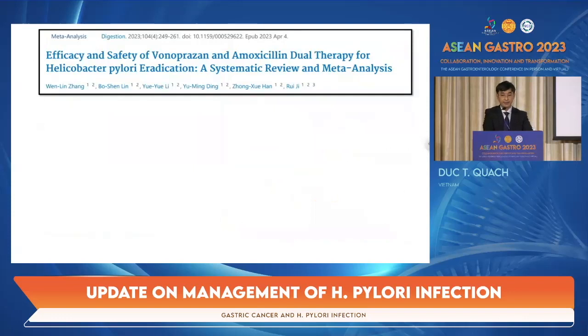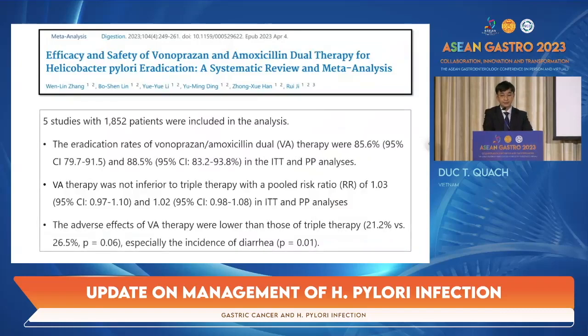And more recently, we have a meta-analysis considering the efficacy as well as the safety of vonoprazan and amoxicillin duo therapy for Helicobacter pylori eradication. In this meta-analysis, we have 5 studies with more than 1,500 patients, and it shows that the eradication rate of this duo therapy had more than 80% success rate even in ITT and per protocol analysis. This therapy was shown to be not inferior compared to traditional triple therapy. Also very important is that the adverse effects of the duo therapy are lower compared to those of the triple therapy. So I think that the use of first-line therapy may be changed in the future based on such a landmark study.